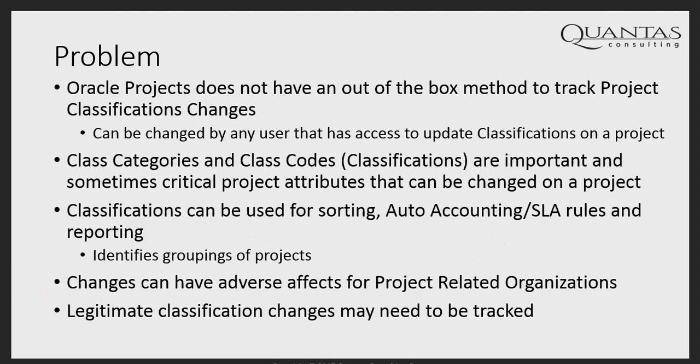Really what we're trying to do here is track what was changed. The class codes are critical pieces of information on a project, and they could be used for auto accounting, SLA generation, and reporting. They can identify groupings of projects. These changes can have adverse effects on organizations because when those changes occur, if you don't know what it was changed from or to, it's really difficult to manage that.